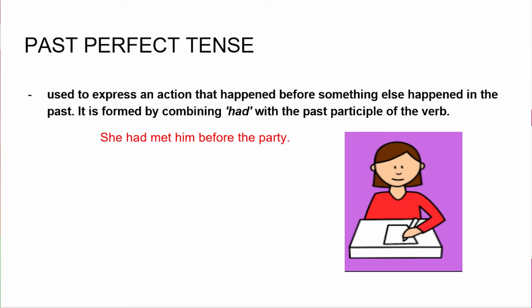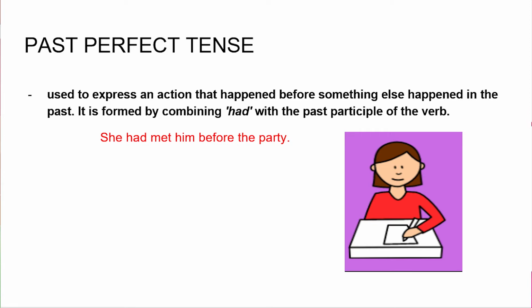So, for example, she had met him before the party. Okay? Take note that you use the word met. The sentence uses the word met. So, it's not meeted, okay, from the original verb meet. You don't add ed to the word, but it's an irregular verb that undergoes changes. So, from meet, it became met. Okay? So, she had met him before the party.